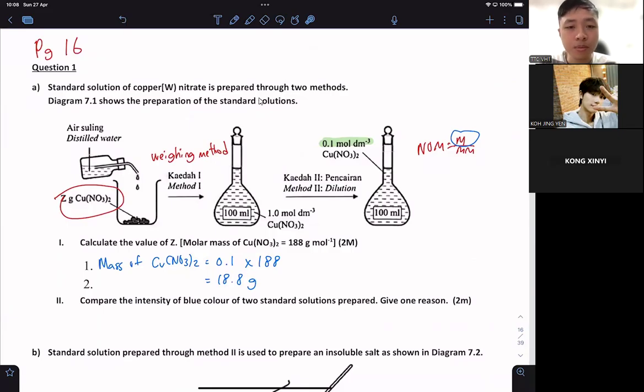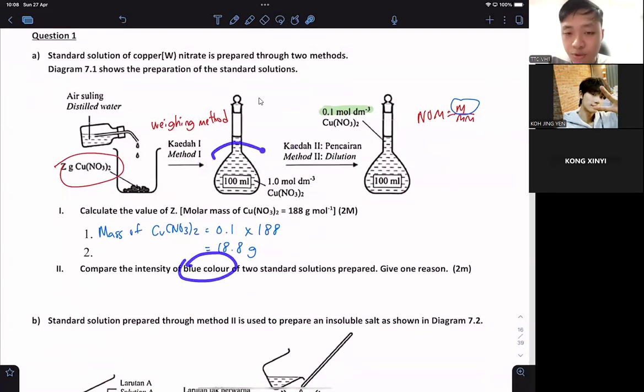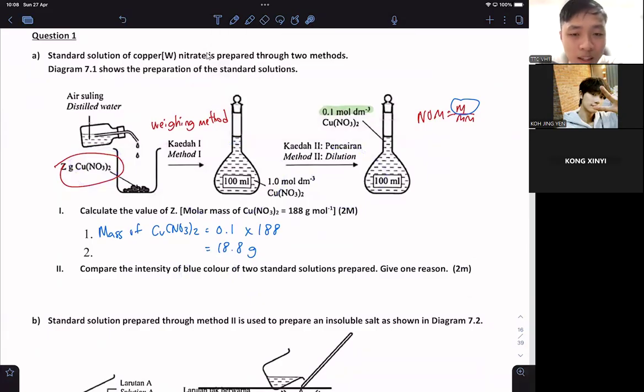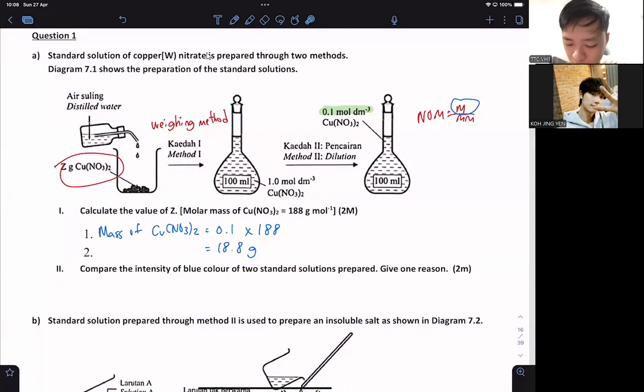So they ask why the blue color of these two solutions is different. By the way, just to tell you, copper 2 nitrate solutions are blue color. Later on you will see a lot of colors. Then what happens now? Method 1 is the weighing method. Then method 2 is dilution. What is dilution? Dilution is adding water. Now this one also adds water.